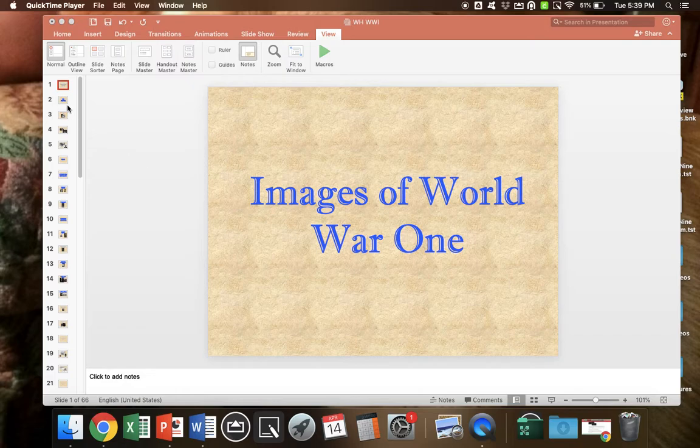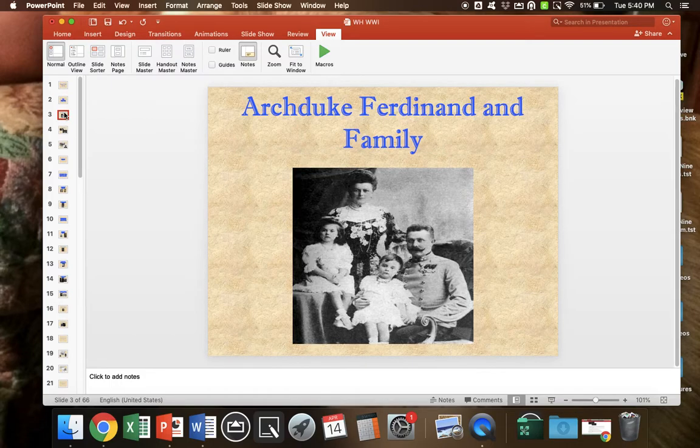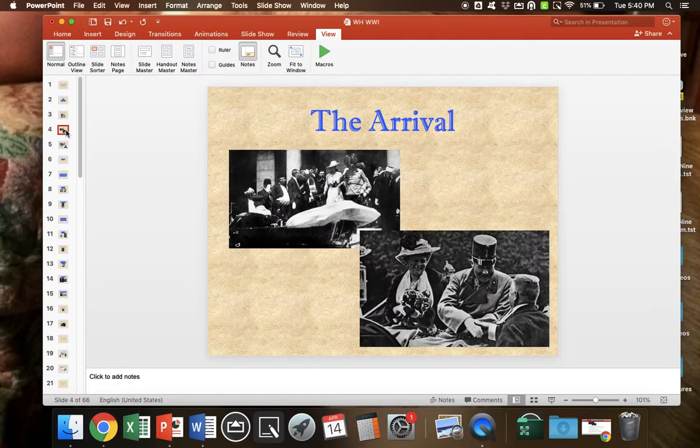So our first look will be at the beginning, and we're going to take a look at the assassination. And if you remember, the assassination of the Archduke Ferdinand is what begins World War One in Europe. He goes to visit Serbia with his wife, and even after he's told, hey, you probably shouldn't come here, there are people that want to kill you, he decides to go anyway.